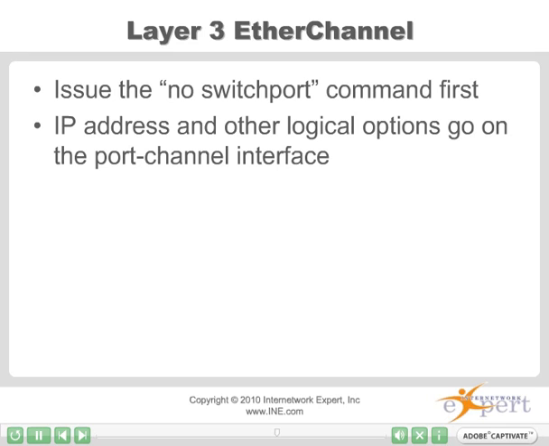Let's take a look at the creation of a layer 3 EtherChannel. Folks, it's a little more complicated, but no big deal at all. What we're going to see is we're going to go to the physical interfaces and we're going to make them router ports with the no switchport command that you're familiar with. And then we are going to have to go and put the logical options like the IP address under the port channel interface. So a few more steps, but I think you're going to enjoy the layer 3 EtherChannel configuration.